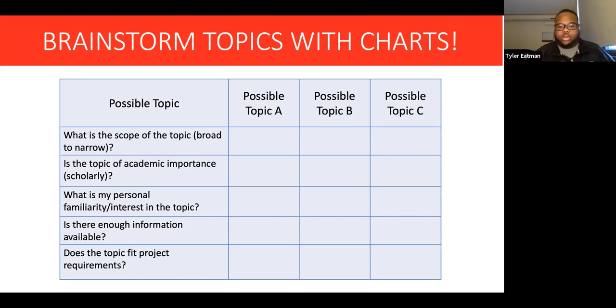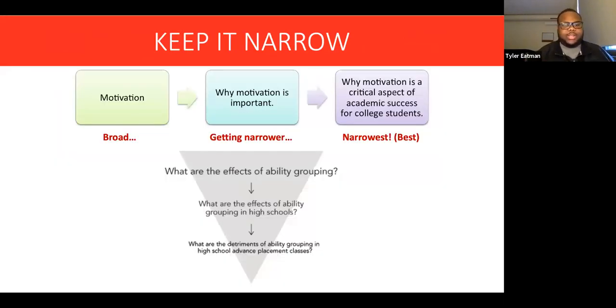All right, so next is keeping it narrow. This is a great thing when we're trying to narrow down our topics. If we have something broad and we're trying to narrow it down, the example that I have for you is this diagram, and it shows you step by step how we can do this: the process of going from a broad to a narrow topic.